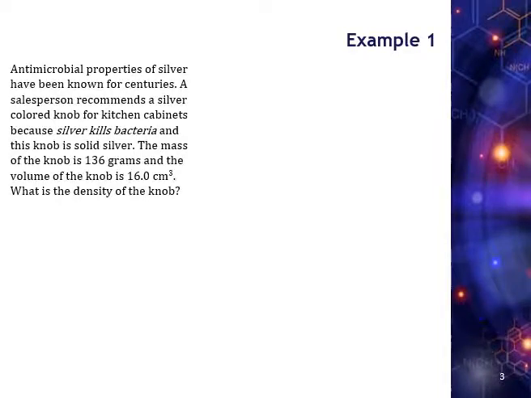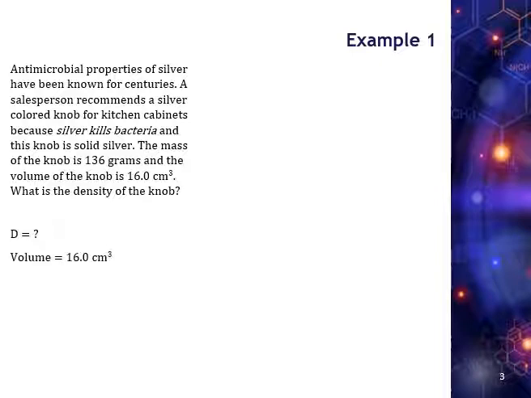Example 1. Antimicrobial properties of silver have been known for centuries. A salesperson recommends a silver-colored knob for kitchen cabinets because silver kills bacteria, and this knob is solid silver. The mass of the knob is 136 grams, and the volume of the knob is 16.0 cubic centimeters. What is the density of the knob? Density you do not know.